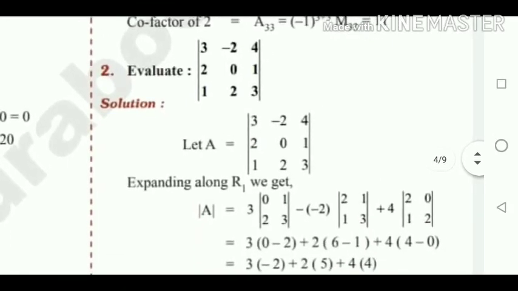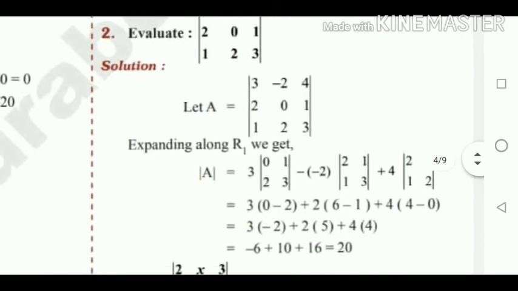Evaluate 3, minus 2, 4, 2, 0, 1, 1, 2, 3. Okay, so this is the sum. Here let A equal to 3, minus 2, 4, 2, 0, 1, 1, 2, 3. Now expanding along R1. Evaluate means you expand along the first row and find the value. That is the answer for this question.